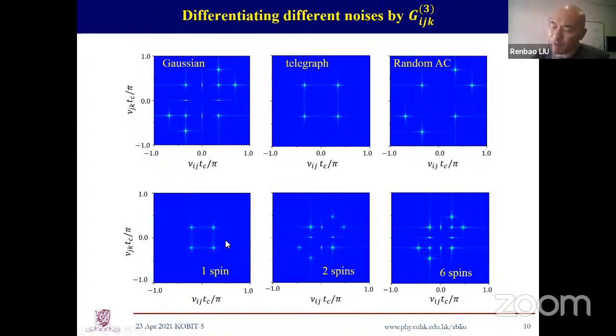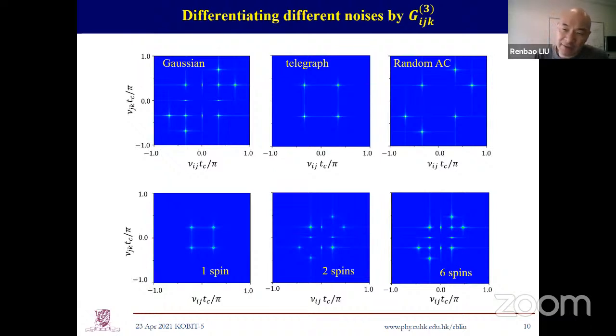If I have one spin, you know that one spin is very similar to telegraph noise. So you can see that the spectra are very close. However, if we compare the second order and third order, they are still quite different. You can see that the strength is very different. If we look at two spins, this pattern is also distinct. And if I have more and more independent telegraph noises, you're going to approach the Gaussian noise, right? So if you look at 6 spins, the frequency pattern is very similar to the Gaussian noise.